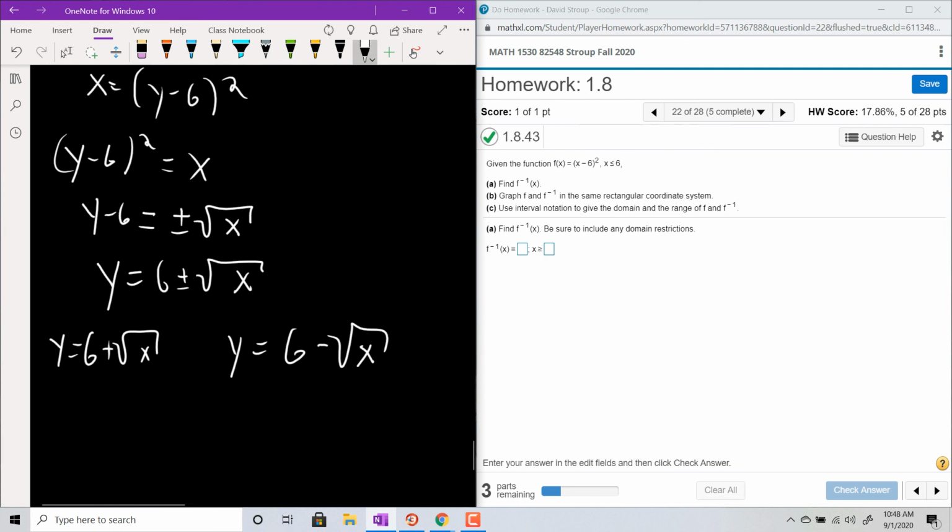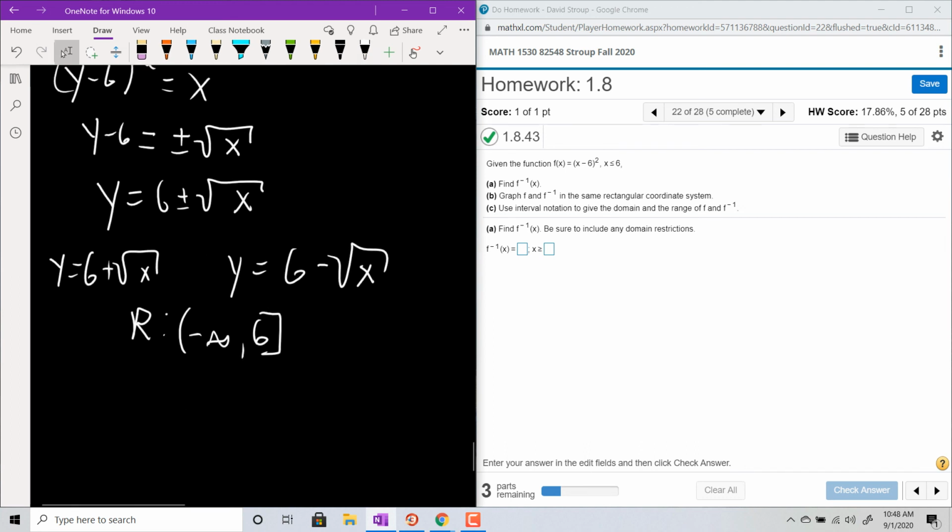So let's look. We know the range must be all the numbers from negative infinity to 6, right? So which expression will give you these numbers? Is it the 6 plus something or the 6 minus something? Which expression, when I put in values for x, will give me numbers less than or equal to 6?